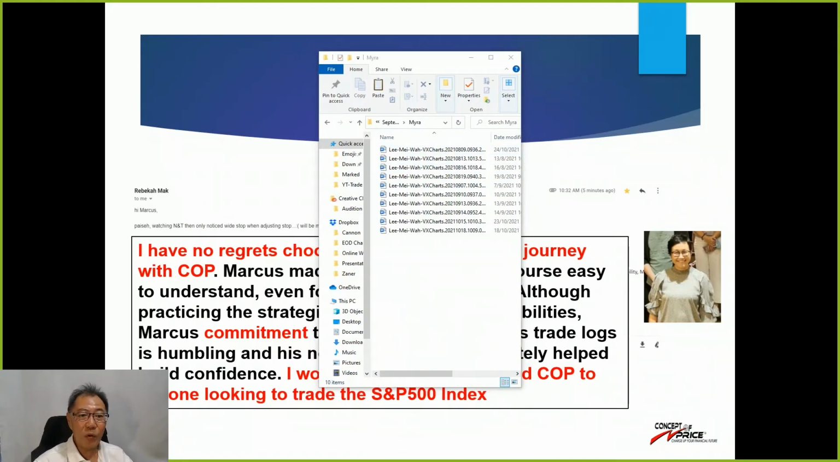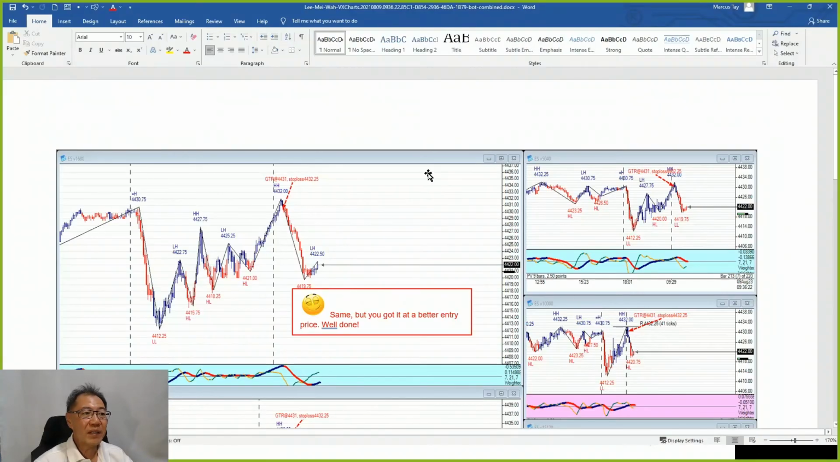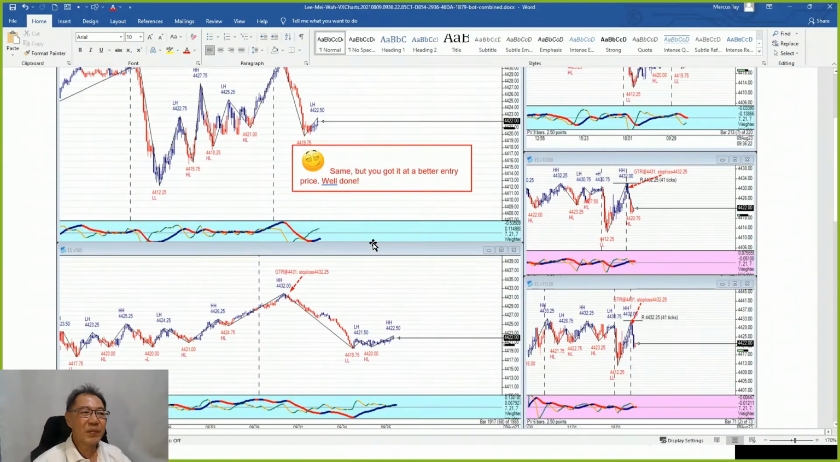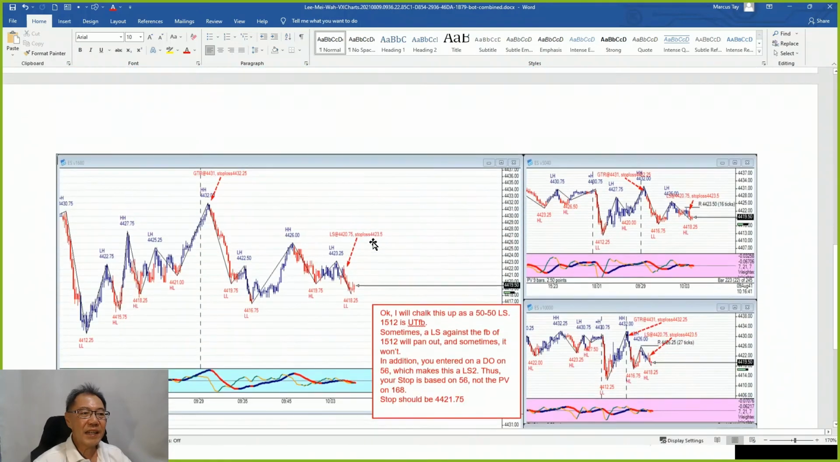I've opened it. For her, she had taken a short trade here called a GTR, and this is a comment that I made. I actually took this same trade, but Myra entered at a better price than me. She took a short trade. So this was the first trade she took. The second trade she took is here.